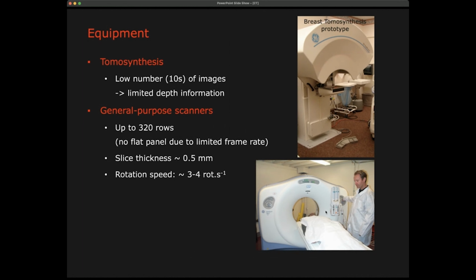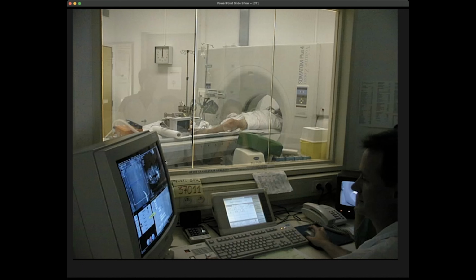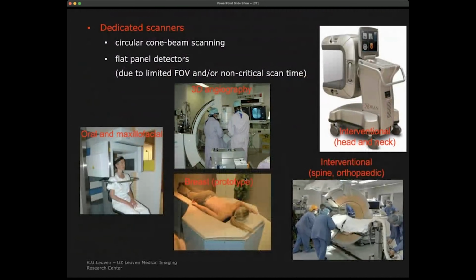As I said before, here is a typical scanner. I'm not going to go into detail. The typical setup has the operator protected by lead glass and the patient sliding through this tunnel, where inside we have the X-ray tube going around.